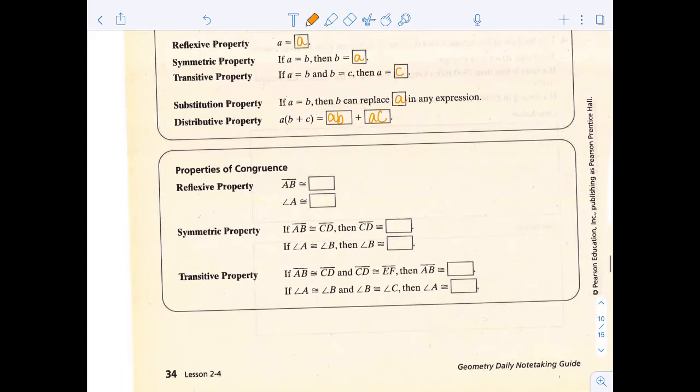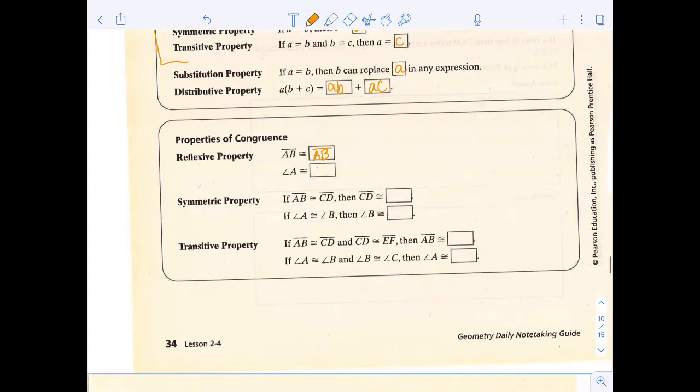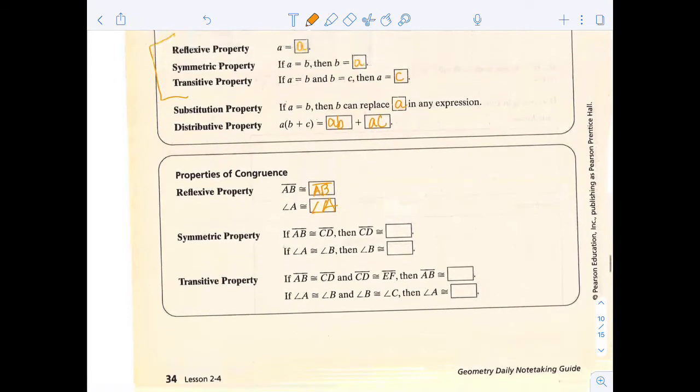Then we've got the properties of congruence. These are kind of similar. We've got the reflexive, symmetric, transitive, just like up here in the properties of equality, except now it's saying congruent instead of equal. So reflexive property says line AB is congruent to line AB. Angle A is congruent to angle A. It still says whatever you have is congruent to itself, just like up here where we had A equals A.